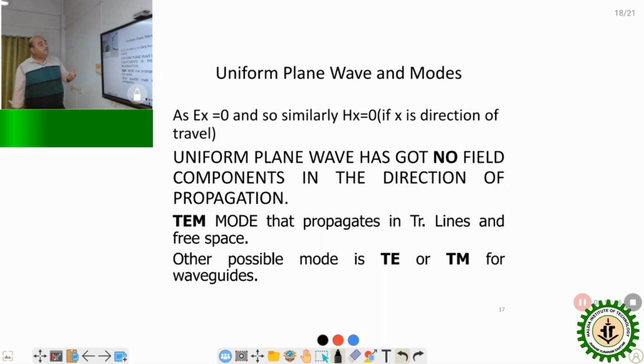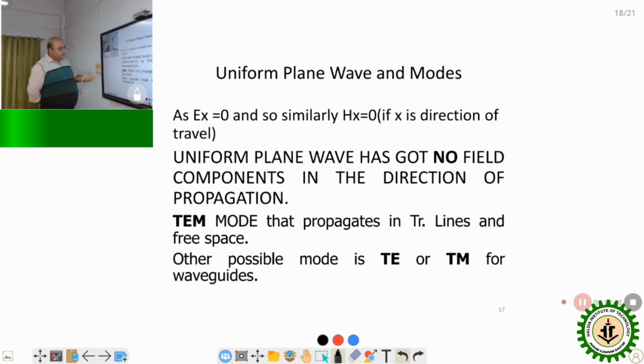Uniform plane wave. Uniform plane wave means along the direction of travel, there is no electric or magnetic field component. That is also sometimes called the TEM mode. That is mainly taking place in transmission lines or in free space. But sometimes this is not true. Sometimes along the direction of travel, any one field, either the electric field or the magnetic field, is present. So those modes are known as the TE mode or the TM mode, meaning transverse electric and transverse magnetic.